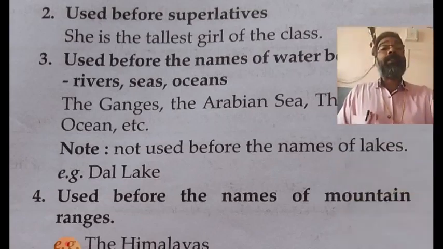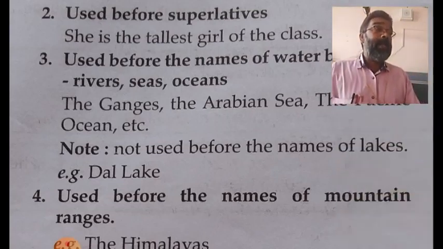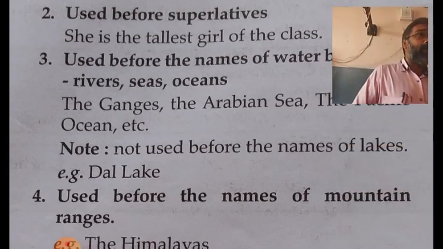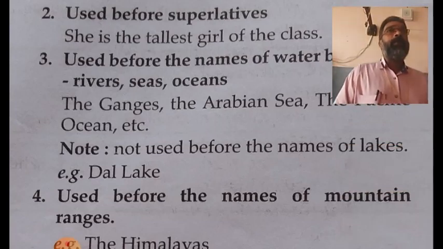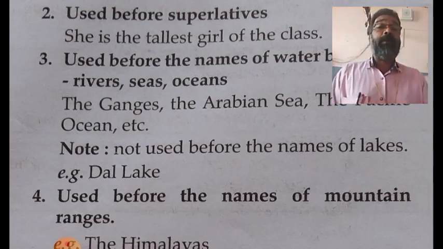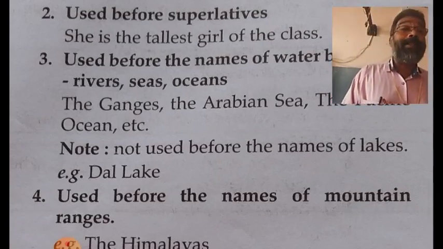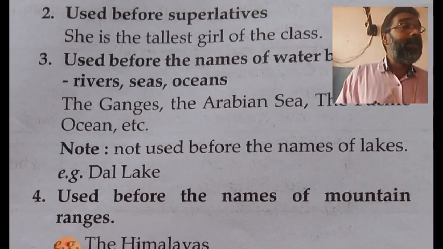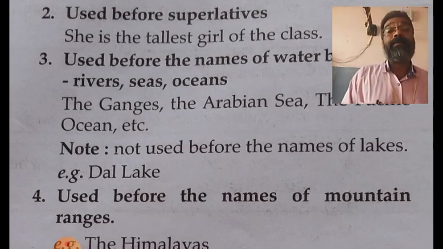But a note is there: lake. Lake is also a water body, but we don't use the definite article the before the names of lakes. Example, we don't say the Dal Lake, just Dal Lake.